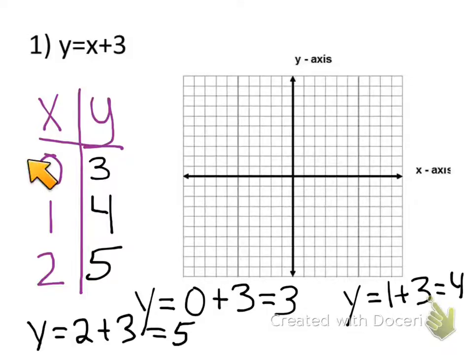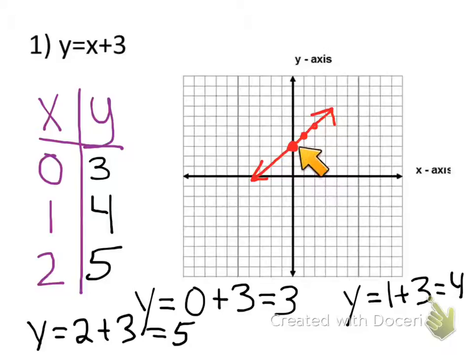So 0, 3 is the ordered pair I want to graph. How do I graph 0, 3? You go side to side 0 and then you go up 3. How do I graph 1, 4? Go right 1, up 4. How do I graph 2, 5? Right 2, up 5. Good. And then I connect those with a line. If those don't form a line, you are in trouble.